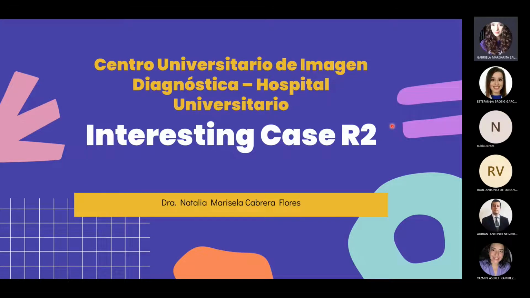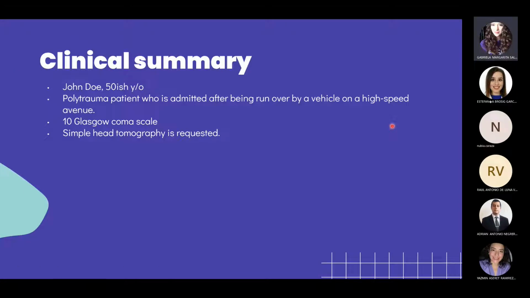I'm a second-year radiology resident and I will present to you my interesting case. This is about a trauma patient who was admitted after being run over by a vehicle on a high-speed avenue. We didn't know anything about this patient. We only knew that he was a homeless person, around his 50s, and male. He was a 10 on the Glasgow Coma Scale, so a simple head tomography was requested.